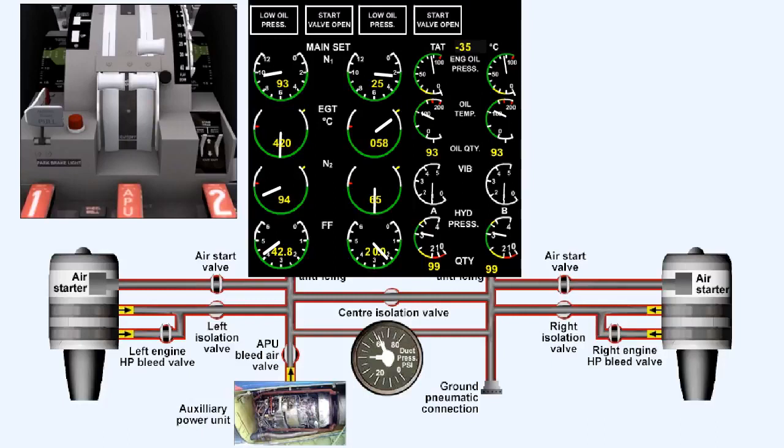Evidence that an attempt to relight has been successful will be obtained from the EGT and RPM gauges. A rise in the value of either of these shows that a relight has occurred.